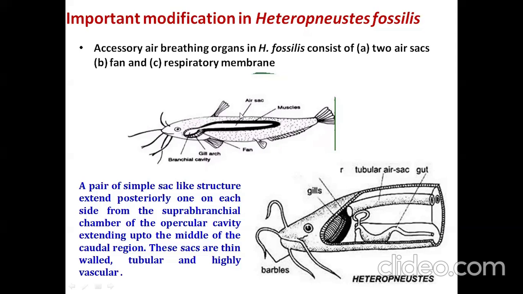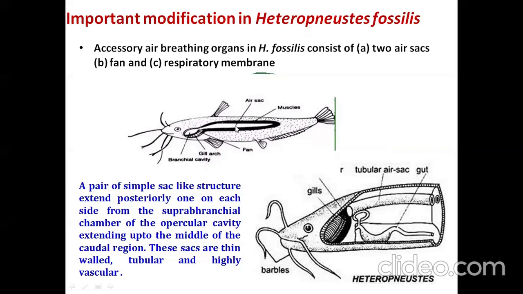And here you have the air sacs. Two air sacs are there. A pair of simple sac-like structures extending to the posterior, one on each side from the suprabranchial chamber of the opercular cavity, extending up to the middle of the caudal region. So you can see, until the middle of the caudal region it is getting extended.